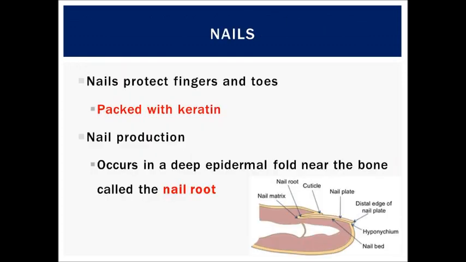Okay, you have learned the hair and glands. Here comes another accessory structure of the integument, which is the nail. The nails are packed with keratin, and they are important to protect fingers and toes. For nail production, it occurs in the nail root.